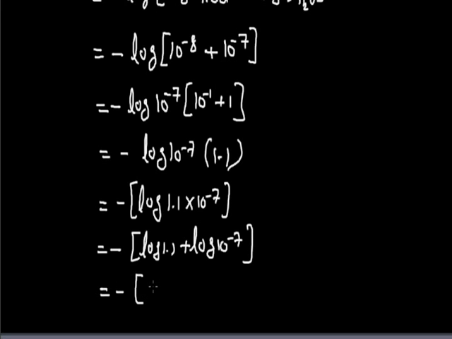Log 1.1 has the value approximately 0.04, and log 10 to the power minus 7, on solving, will give you the value minus 7. If we solve this, we will have the value of pH as 6.94, and that is the approximate value for this aqueous solution of HCl which had the concentration 10 to the power minus 8 M. So this is how we can calculate the pH of a very dilute solution of acid.